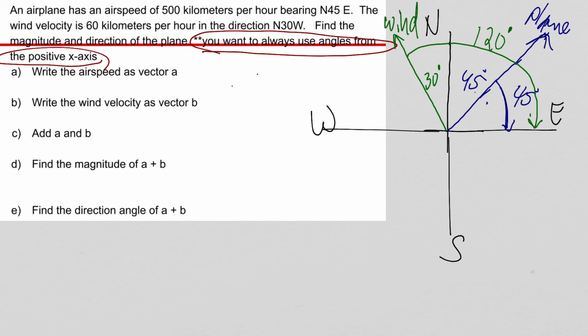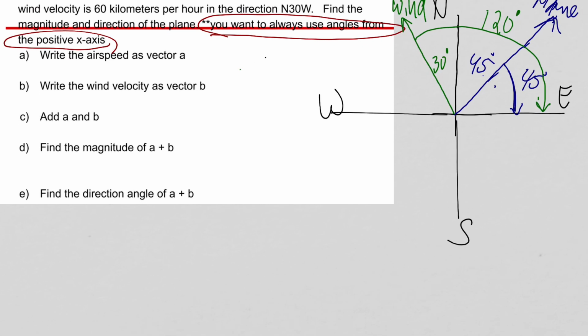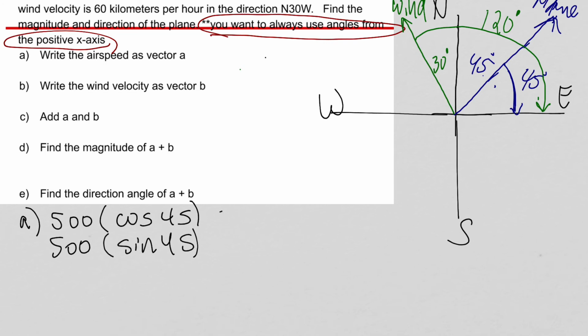Okay, so we're going to first do the airspeed for the plane. So I'm going to be taking my magnitude, 500, cosine 45 degrees, and 500 sine of 45 degrees for each of these. I'm going to be plugging these in. So for the first one here, I get 354. And this one as 354 also. So this is written as 354, comma, 354.